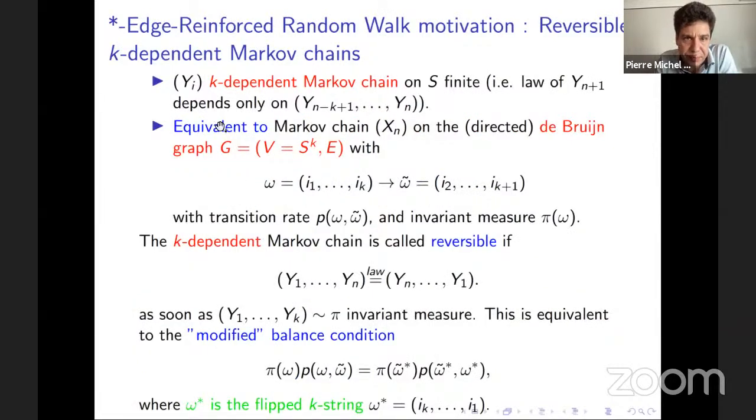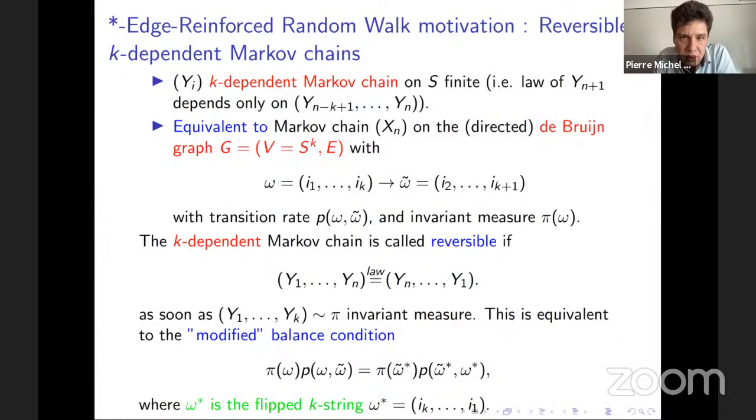Okay, so let me first give the motivation from statistics. So let's start with a K-dependent Markov chain. A K-dependent Markov chain is a process which, instead of having transition probability from a site depending only on your current state, depends on the K past locations you were at. So your process Y will depend on Y_{n-K+1} up to Y_n.